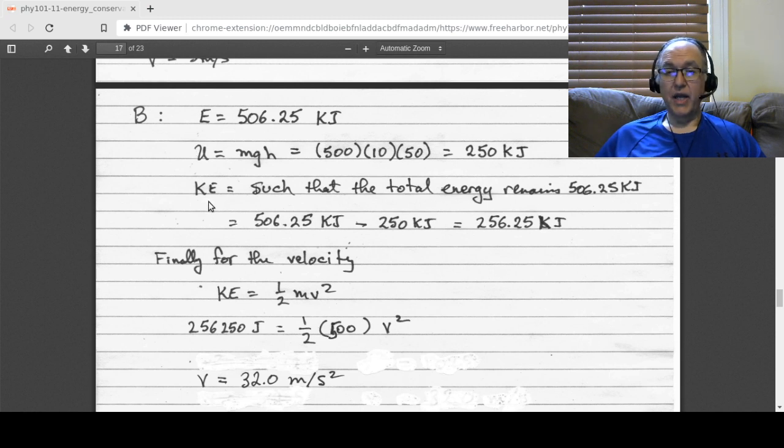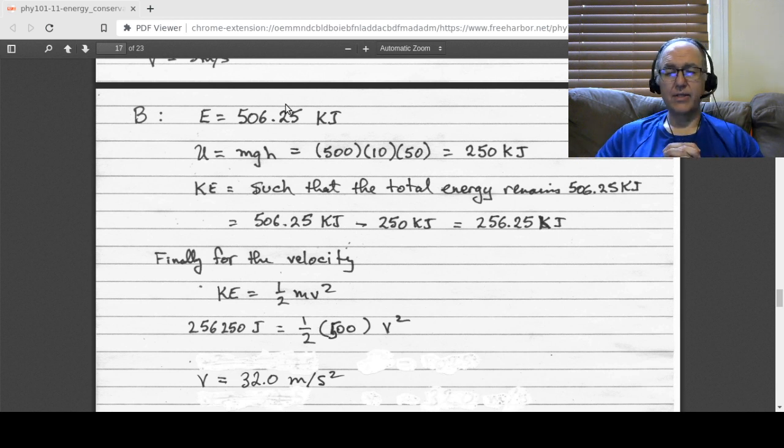In other words, the kinetic energy has to be such that the total energy is 506.25. So the kinetic energy must be the total energy minus the potential, which gives you a kinetic energy of 256.25 kilojoules. Okay, so there's the logic. You had the total energy because you calculated the total energy at A.